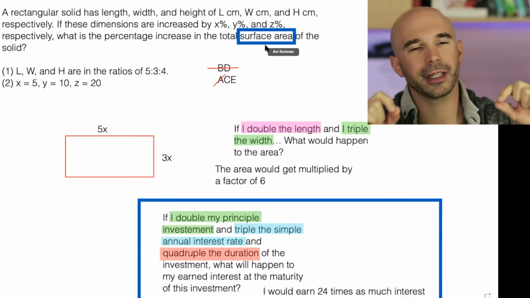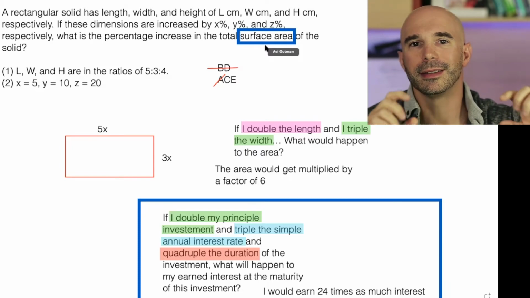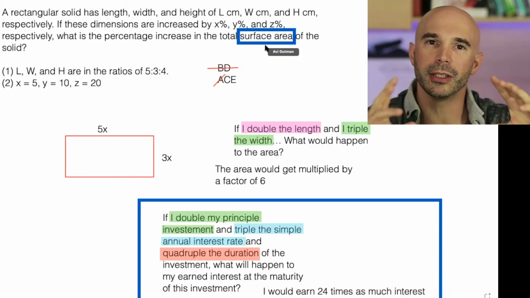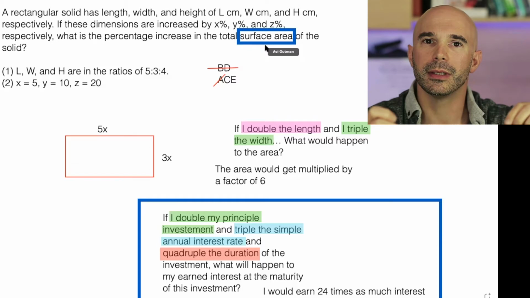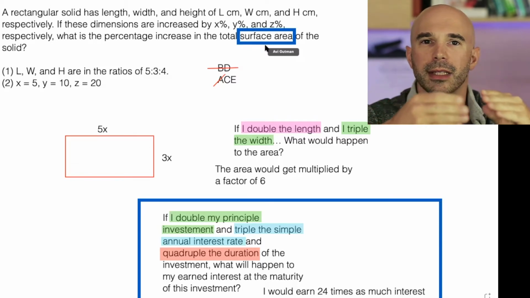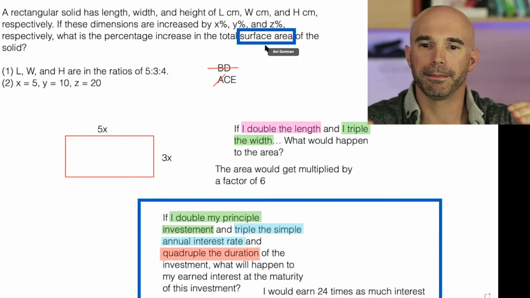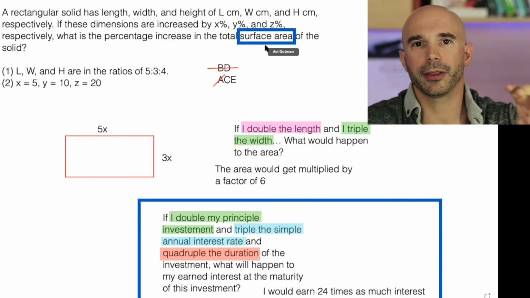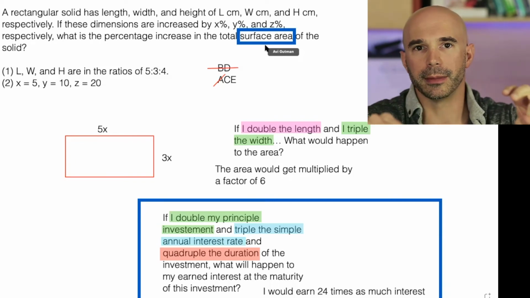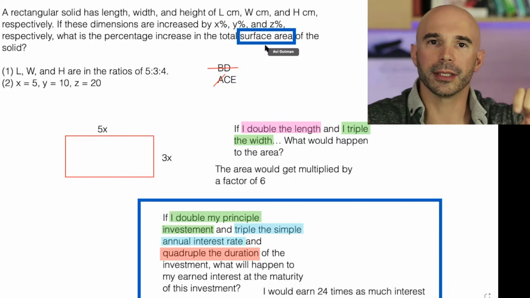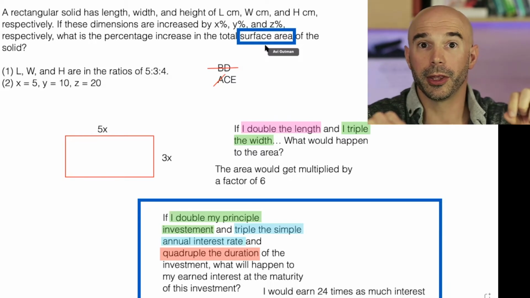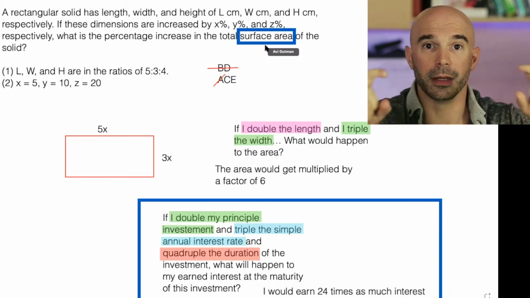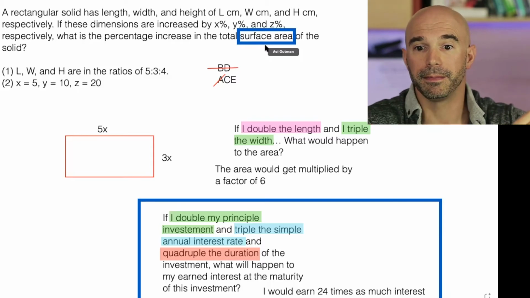Surface area of a rectangular solid, well, that's a bit more tricky, because how do we compute the surface area of a rectangular solid? We're not just multiplying something times something times something. What are we doing instead? We take the product of length times width plus the product of length times height plus the product of width times height, and then we double the sum.